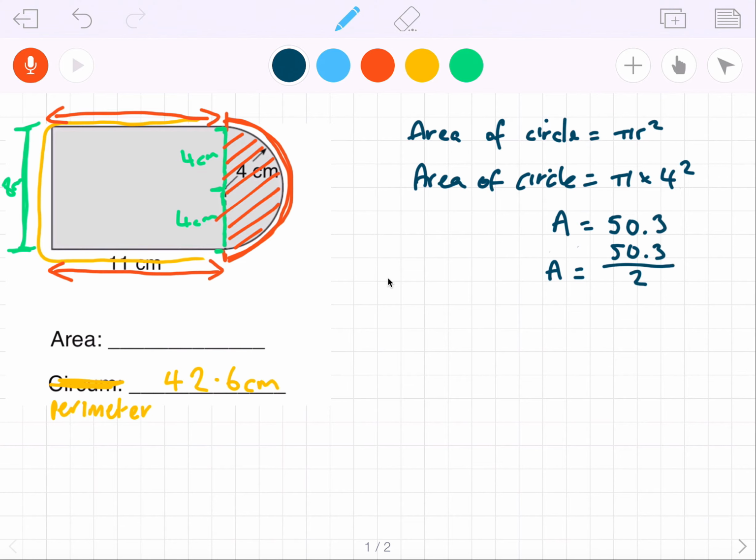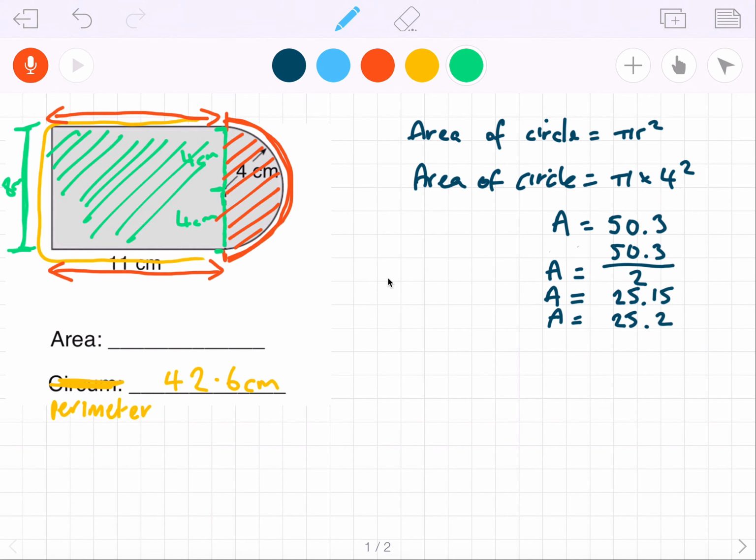So the area of the shaded bit is going to be 50.3 divided by 2, which is 25.15, which we round to one decimal place, so area equals 25.2. So the area of the red shaded bit is 25.2. Now we've got to calculate the area of the bit I'm going to shade in green, which is this bit here.